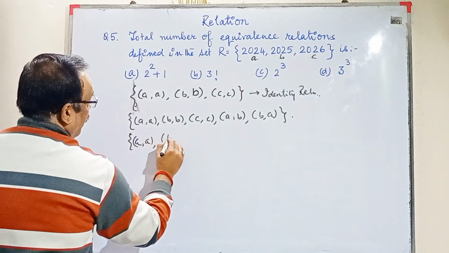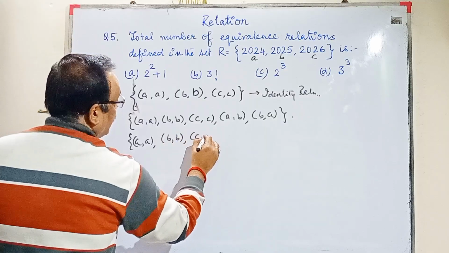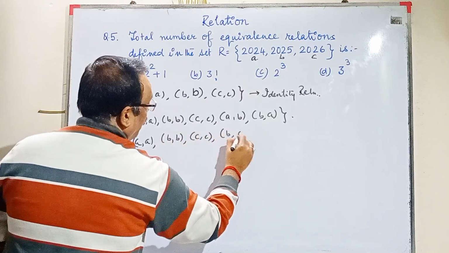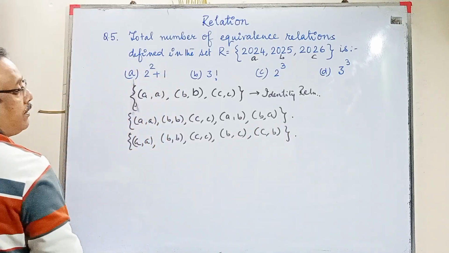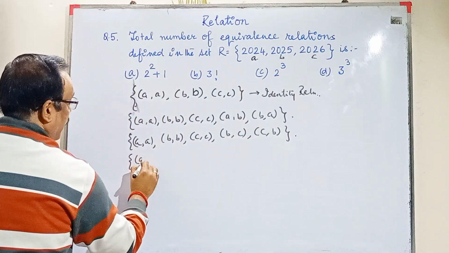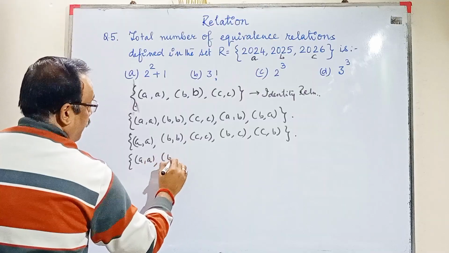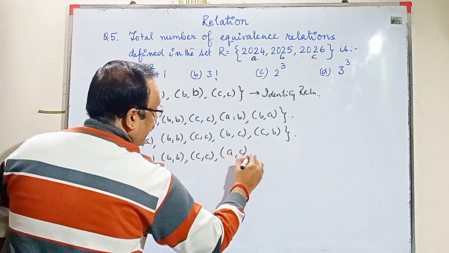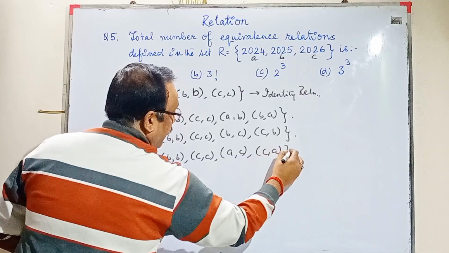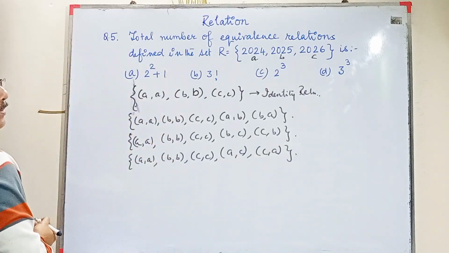AA, BB, CC, BC, CB. This is also symmetric possible. AA, BB, CC, AC, CA. This is also symmetric possible.